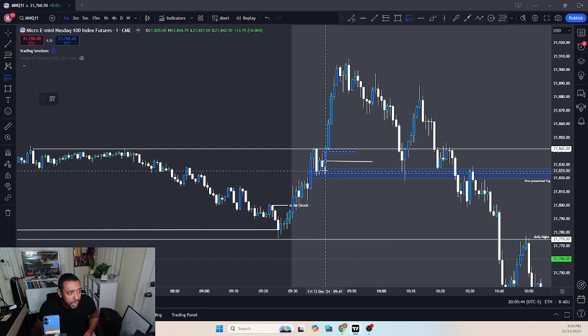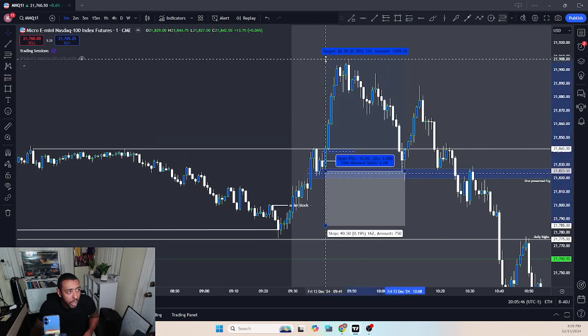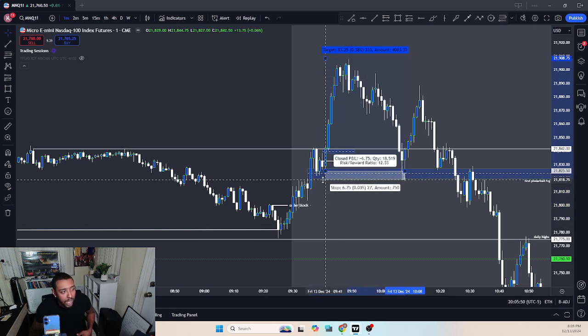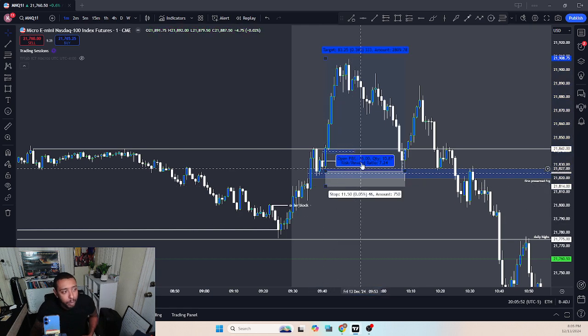Let's just say you was down. Let's just say you caught in this one. Let's say you caught from here. It went up 80 points. Look at the risk to reward. You put your stop right below this order block right here. You'd be risking 11 points. Look at the risk to reward.